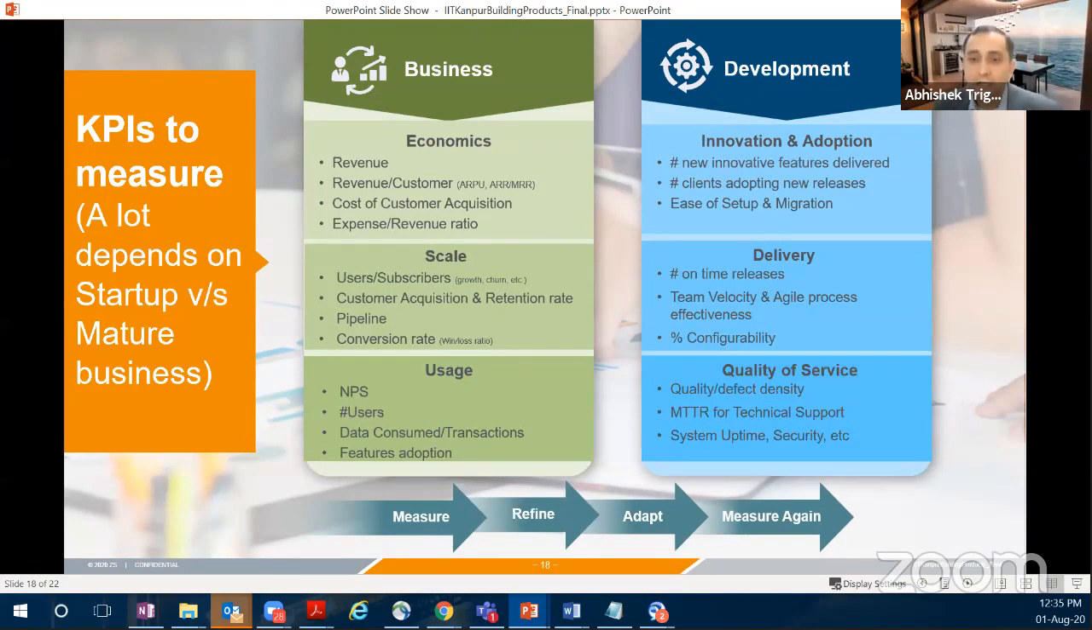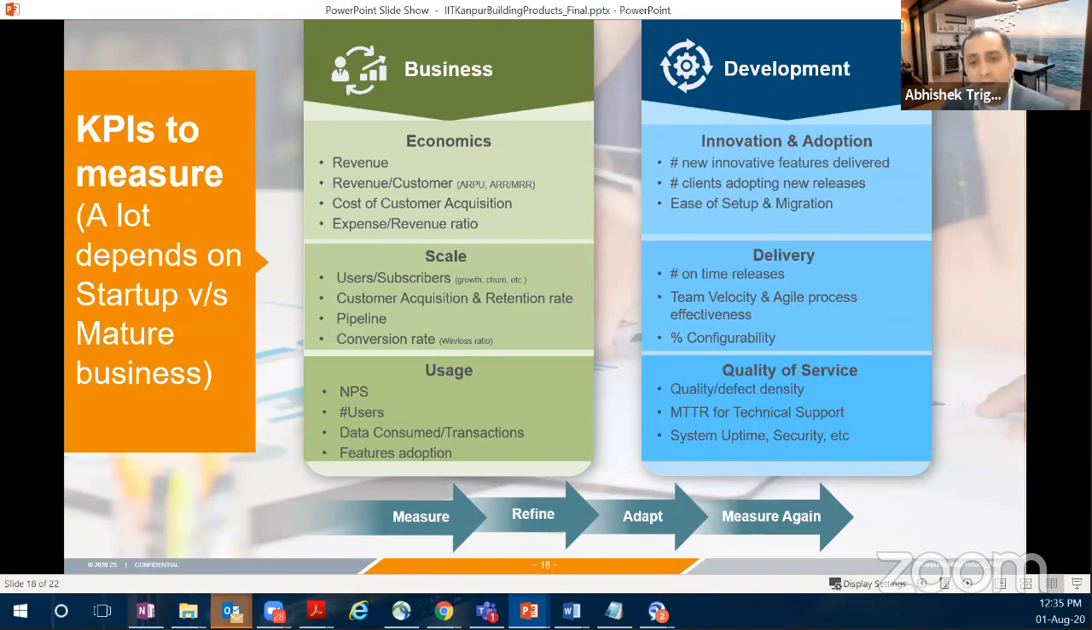Because there the idea is that you want to gain the scale, you want to gain the market share, and then slowly you want to gain the economics and gain the revenue and the profits. But the reason to call that out is depending on what stage of the journey your organization or your product is, you might want to have a balance between economics and scale and tilting between those two.